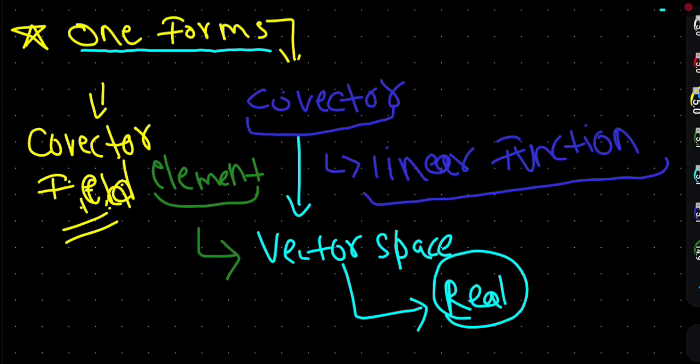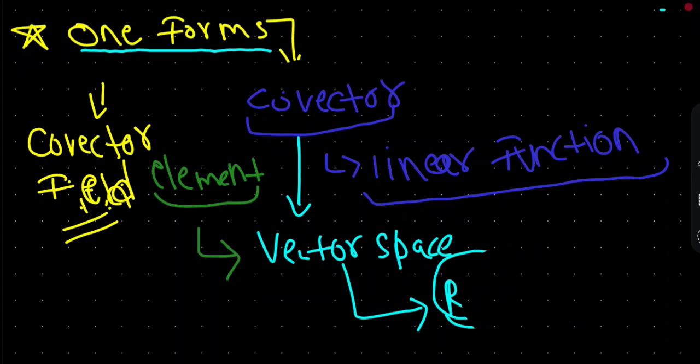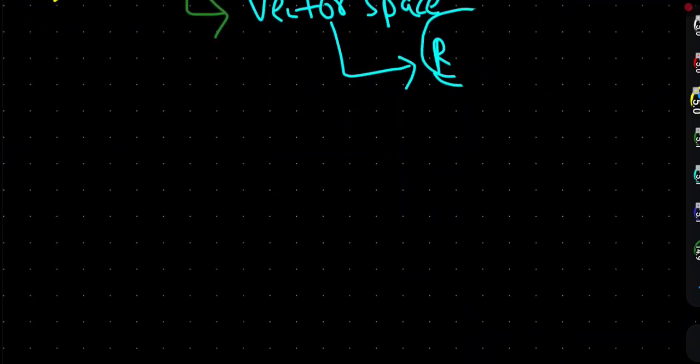Linear functional means that it should be linear in its argument, or you can say that it must follow the Leibniz rule. Okay, so this is all about the one form and covector field. These are not very hectic. Now the next topic is going to be the representation.